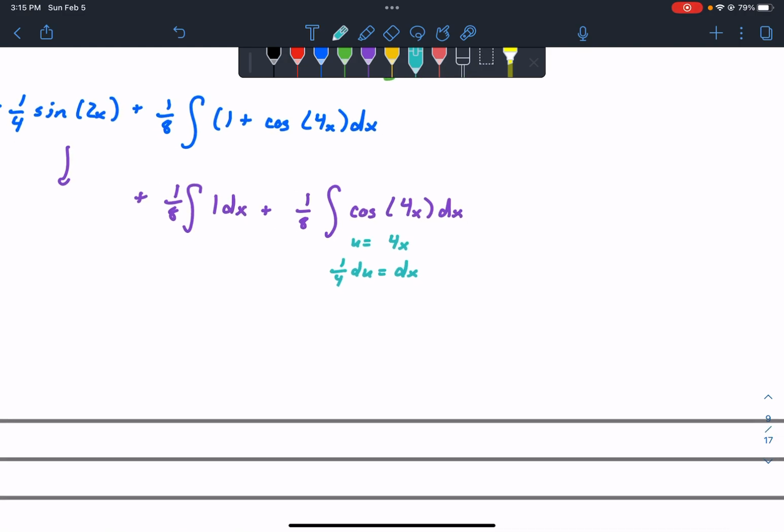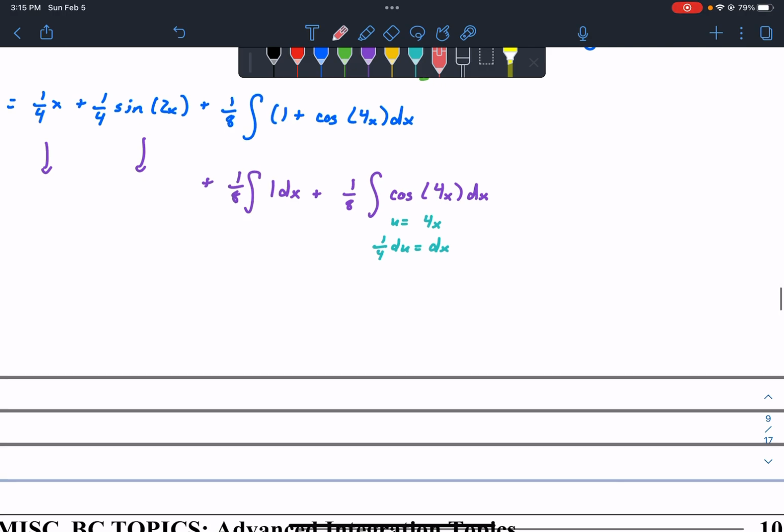I know it's a lot of pieces, y'all. You just have to break it up into steps. You have to break it up into individual integrals. It really does help overall. So you've got 1/4 x plus 1/4 sine of 2x, and then plus 1/8 x, that's kind of an interesting one, and then plus 1/32 sine of 4x plus c.